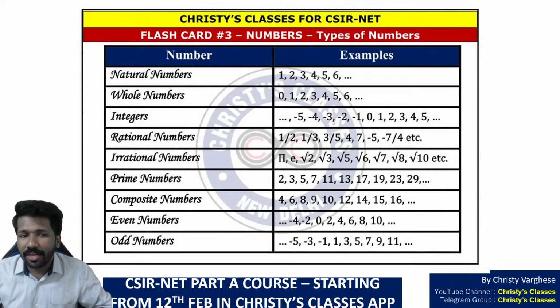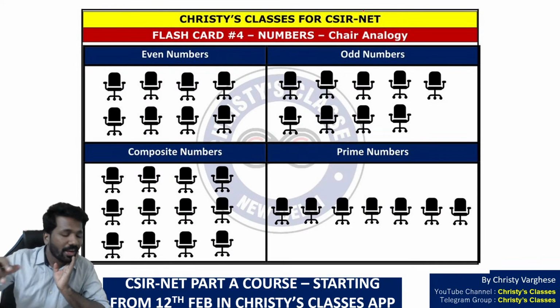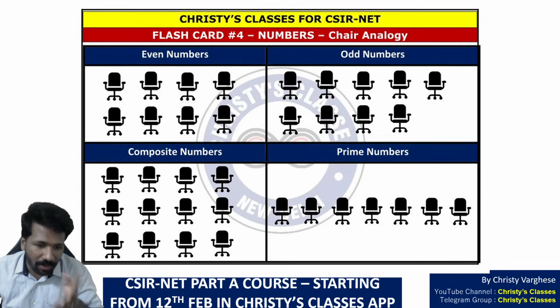Okay, so in the number system chapter these are the major areas. Test of divisibility, types of numbers. To understand types of numbers, the chair analogy will be useful. We will come to what the chair analogy is in an upcoming session or in our complete course.